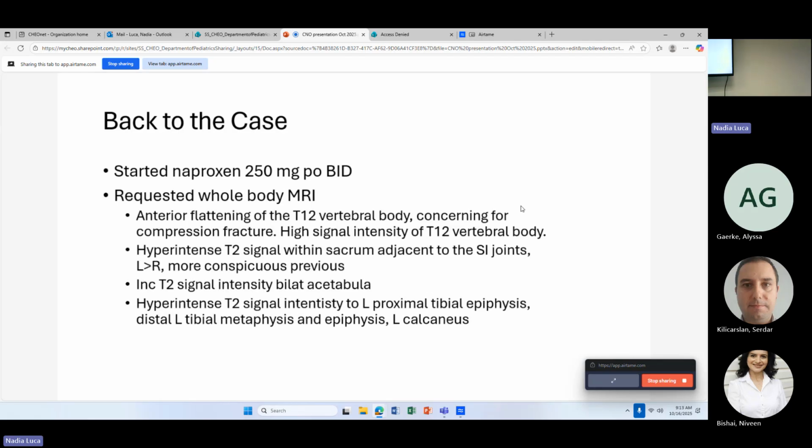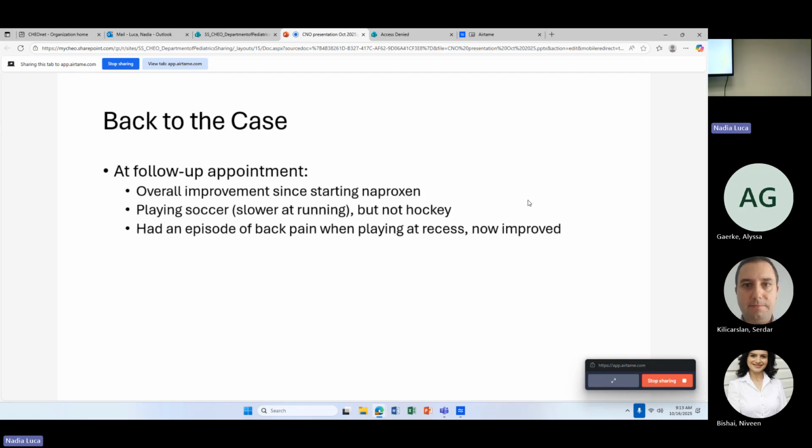Lo and behold, this poor child did his whole body MRI, and he actually had high signal intensity in his T12 with a compression fracture. And then we found more lesions: in his proximal tibias, left tibial metaphyses, distal left tibial metaphyses, and left calcaneus. Okay, what are you going to do now? Yes. Okay. Oh, sorry, you're going to see him again. Yeah.